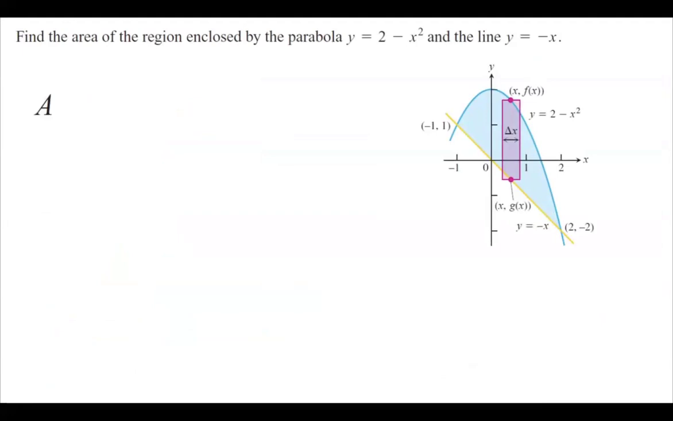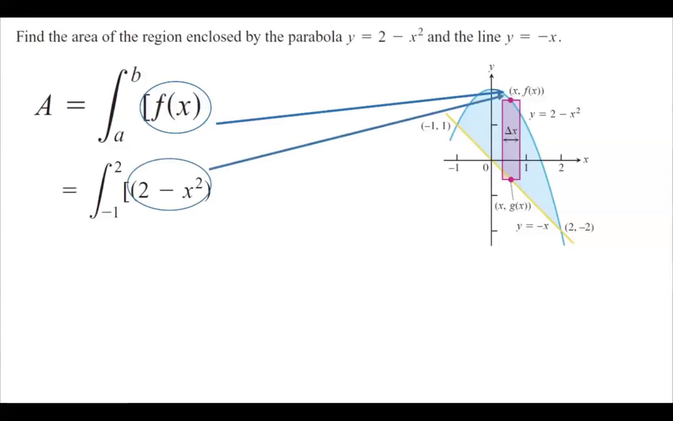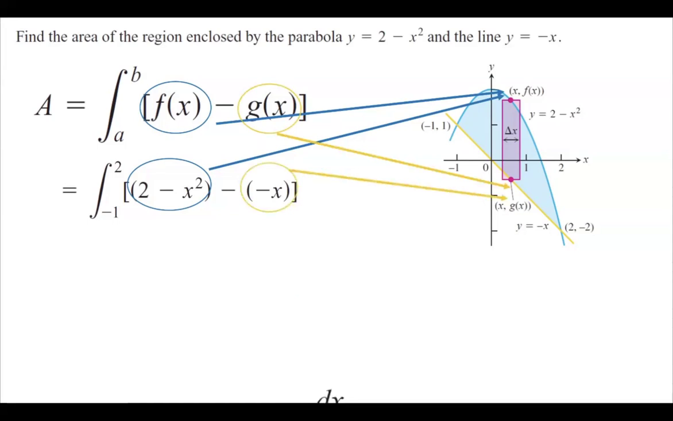The area between these two functions is the definite integral from a to b of the larger y value, which is the definite integral from negative 1 to 2 of 2 minus x squared. Again, this is your ceiling or larger y value, minus the smaller y value, your g of x, which as you can see is negative x. Then you take the integral with respect to x.